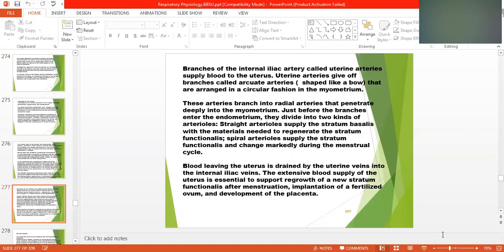Just before the branches enter the endometrium, they divide into two kinds of arteries. Straight arterioles supply the stratum basalis with the material needed to regenerate the stratum functionalis, which is the inner layer of the uterus that sheds at the time of menses. Spiral arterioles supply the stratum functionalis and change markedly during the menstrual cycle.